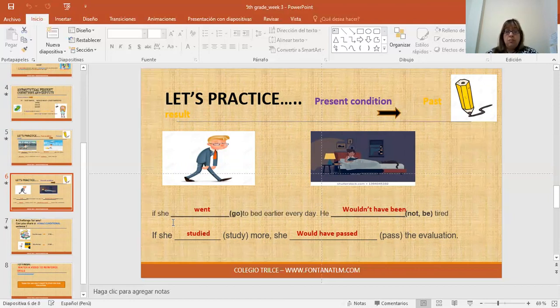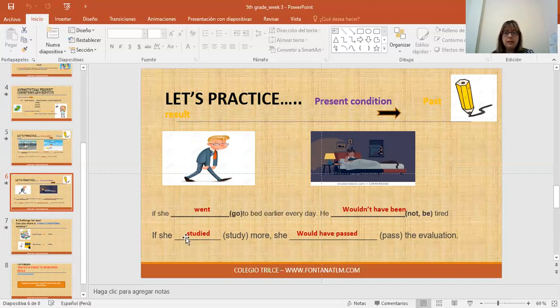If she went to bed earlier, he, in this case, wouldn't have been tired. Okay, what is the problem here? The problem here is that that man, look at his face, he is very tired. But what was the problem? Maybe his wife, maybe his girlfriend, decided to be awake until late and he couldn't sleep. If she went to bed earlier, definitely, he wouldn't have been so tired.